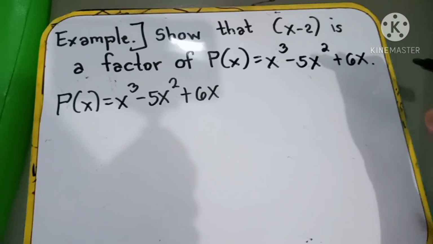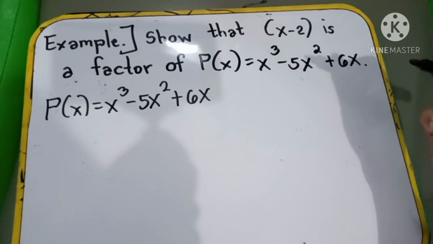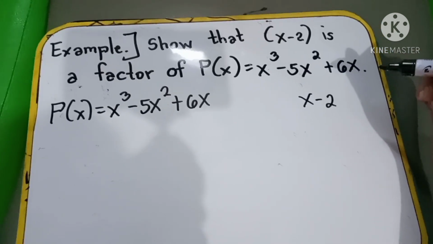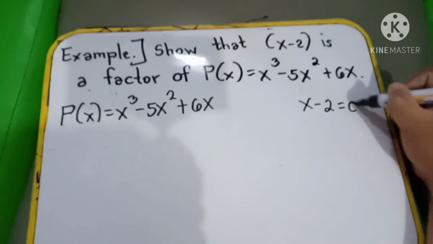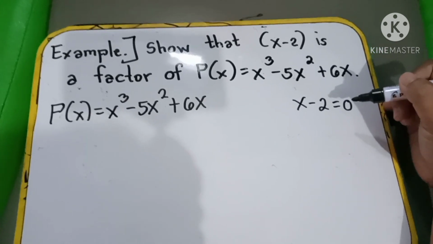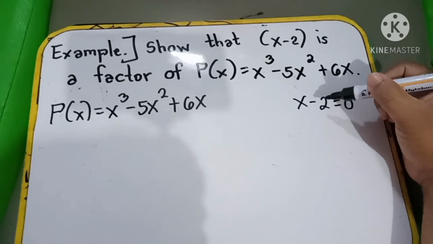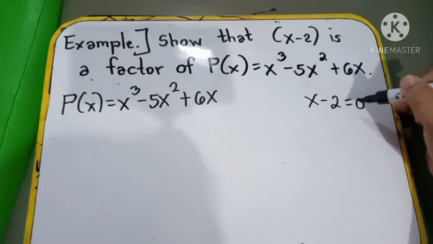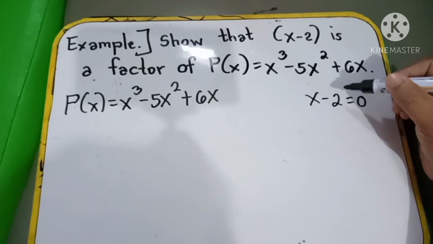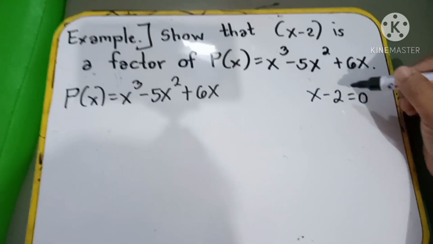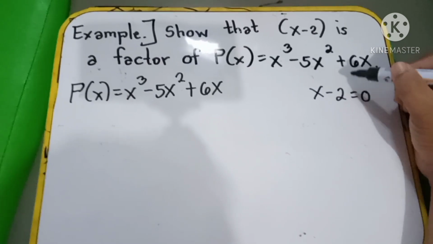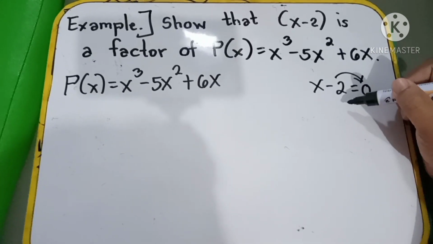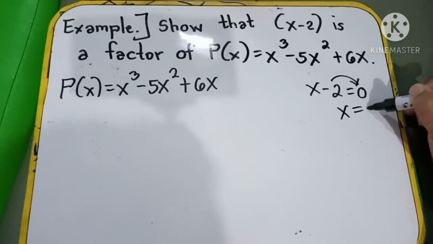So we're going to determine the value of x through our divisor. The divisor is x minus 2. We're going to equate the divisor with 0, or just take the opposite sign of negative 2, then that is the value of x. So we have x minus 2 is equal to 0. The opposite sign is positive, so x is equal to positive 2. Or equating with 0, we transpose negative 2, and x is equal to 2.